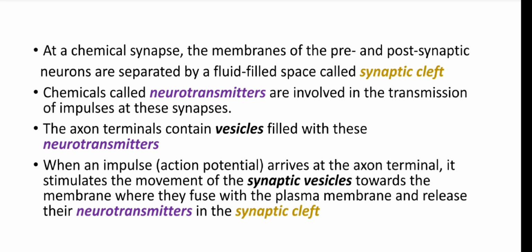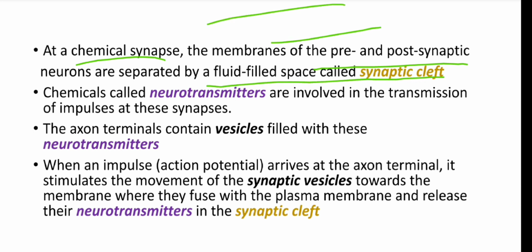In a chemical synapse, the membranes of the pre- and postsynaptic neurons are separated by a fluid-filled space called the synaptic cleft. Chemicals called neurotransmitters are involved in the transmission of the impulse at these synapses. Here we have seen the neurotransmitter acetylcholine, and many such neurotransmitters are present. So what is required for the transmission? For any impulse to travel, we require a neurotransmitter to pass from one end to the other.